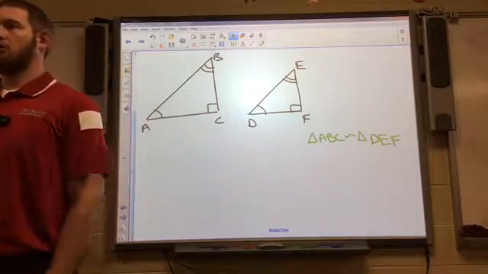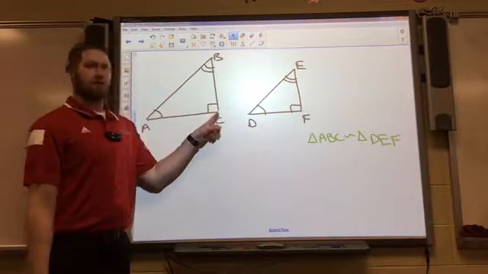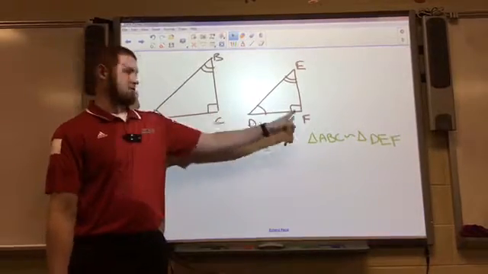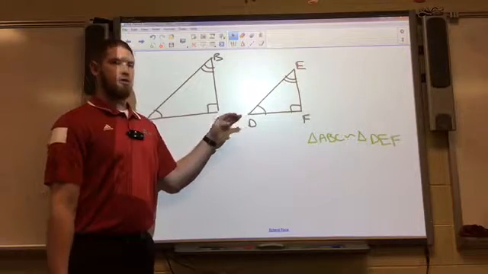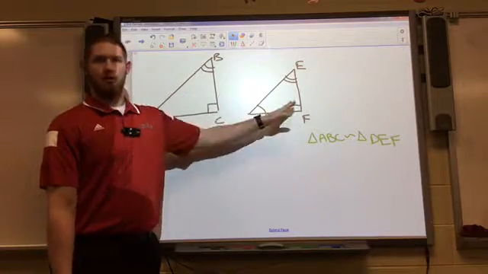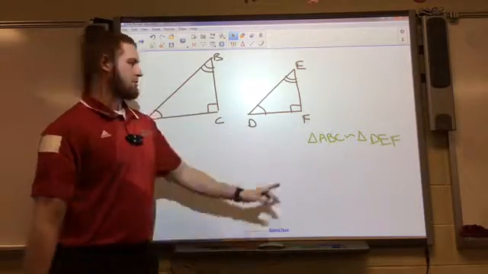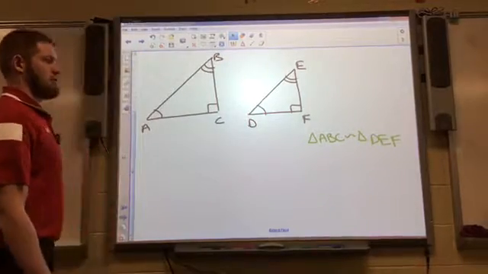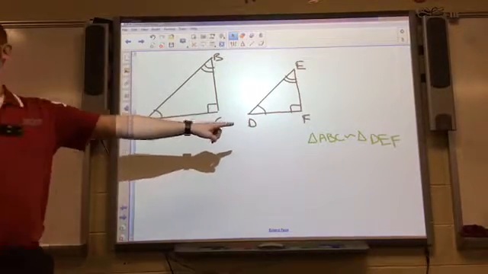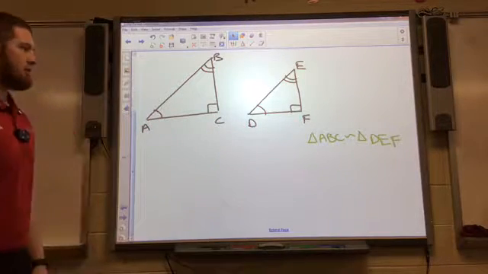Does it matter what order I put my letters in? Yes. Now, it doesn't matter if I started at a different point here, I would have to start at the same point here, right? So it doesn't matter what point I start at, as long as I start at the same point on both figures and go the same direction. Okay, so your corresponding angles have to line up here, just like in congruent figures. What was that called? Similarity statement. That's our similarity statement.